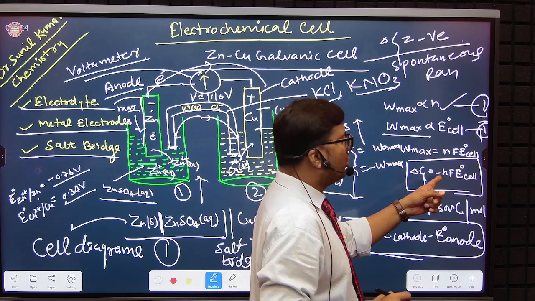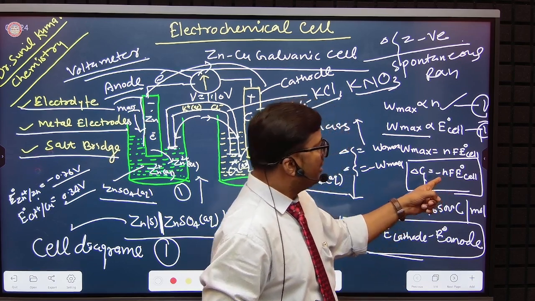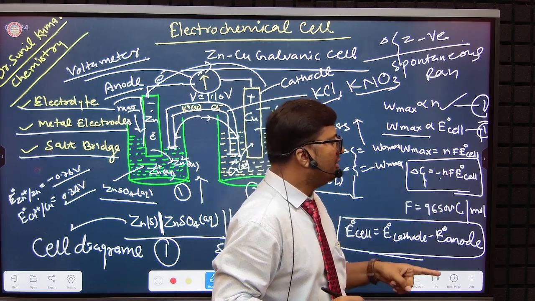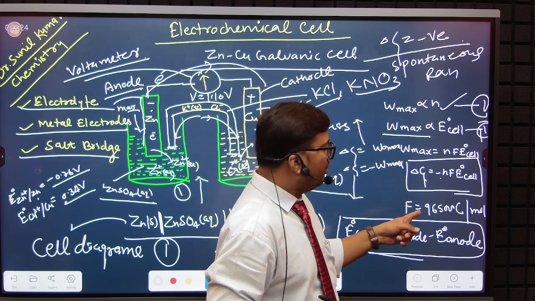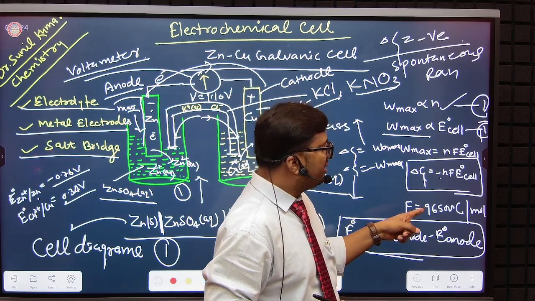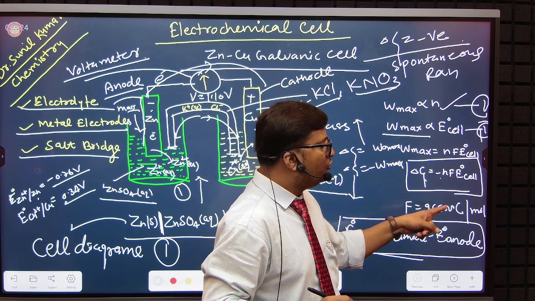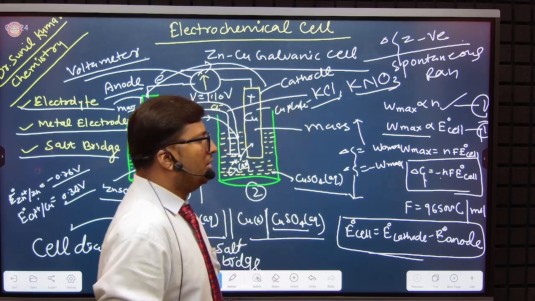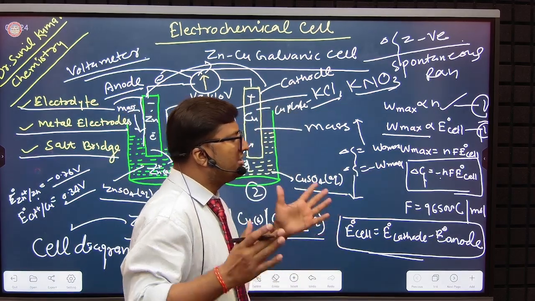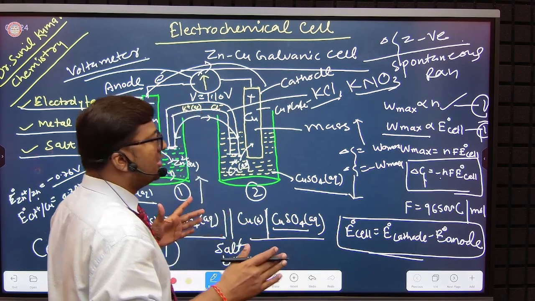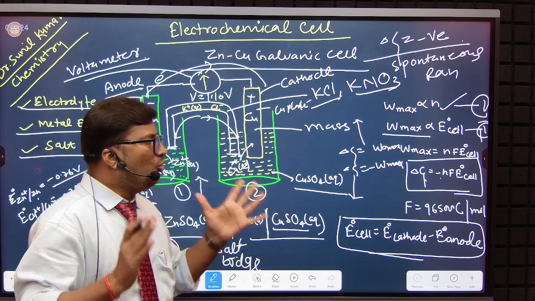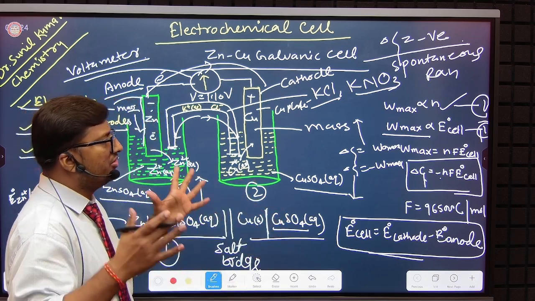And n is the total number of electrons transferred in this particular electrochemical reaction, and F is the Faraday constant, which has a value of 96,500 coulomb per mole of electrons. Now E0 cell is calculated by E cathode minus E anode at standard state.